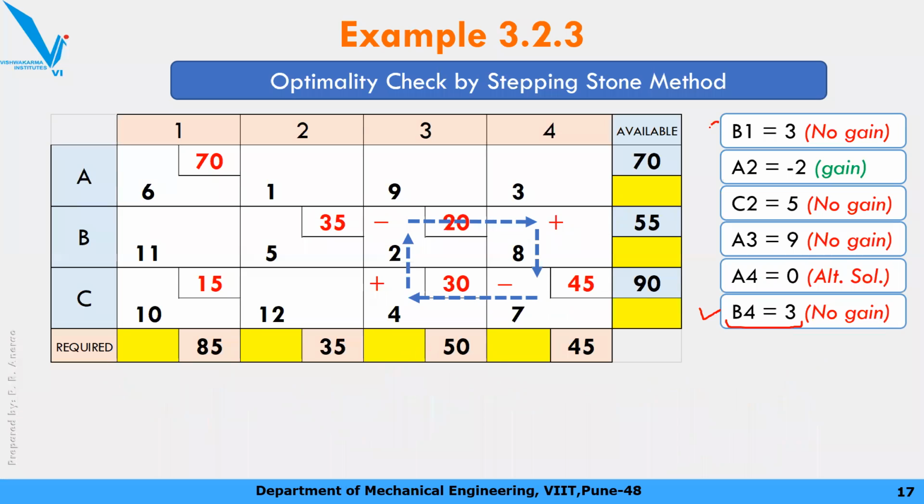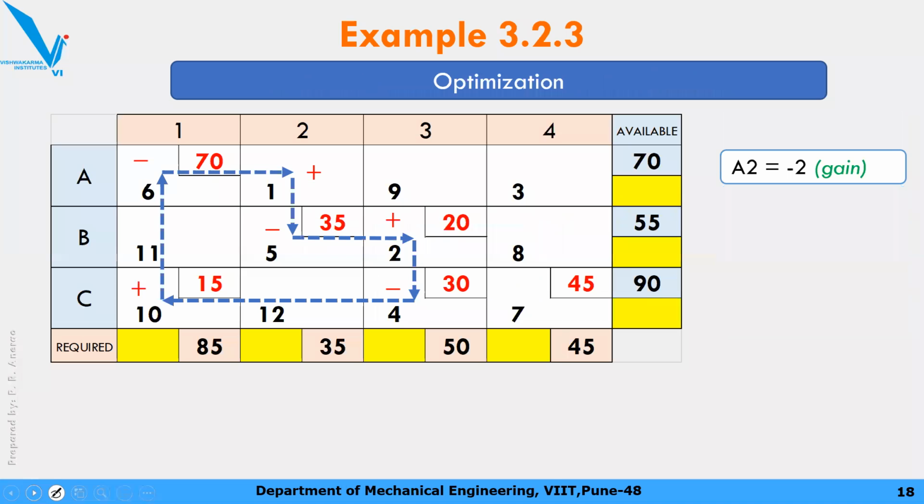Now out of all the improvement indices, you will observe that at A2 there is a gain. You can reduce the cost of transportation if you allocate at A2. So let's go ahead and do the optimization. For A2, the stepping stone was like this. Your allocations will be like this. So this is plus, plus, plus, then negative 30, negative 35, negative 70.